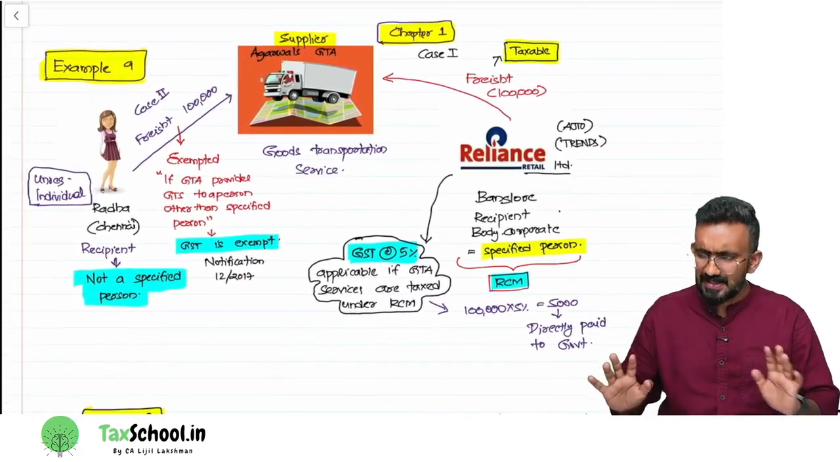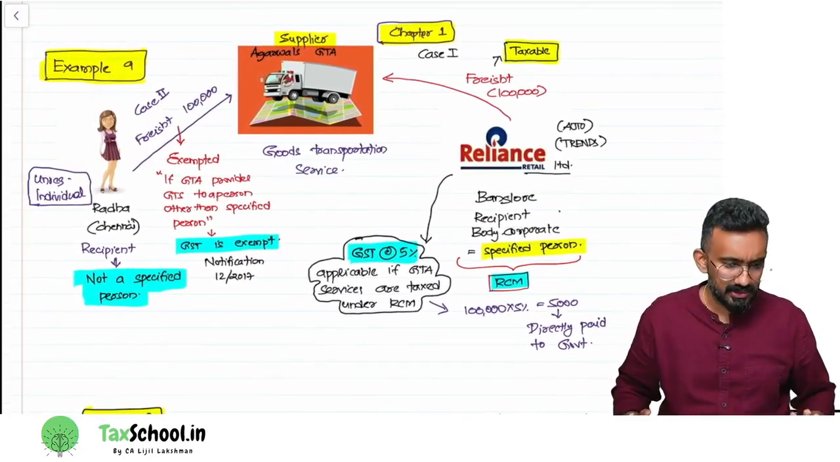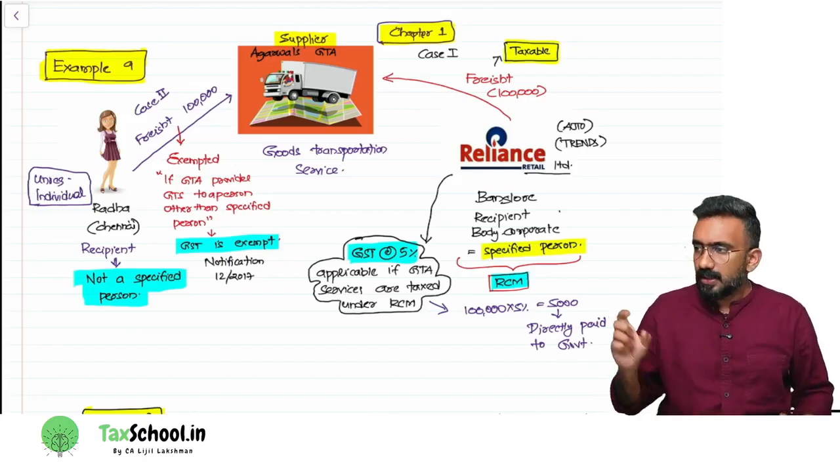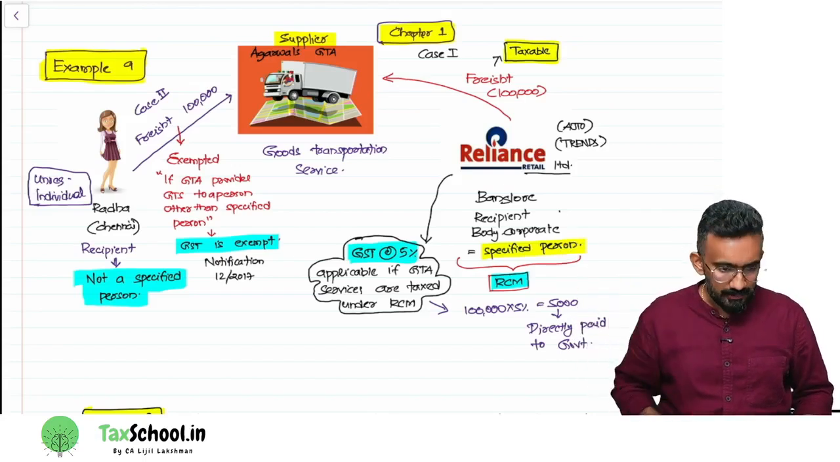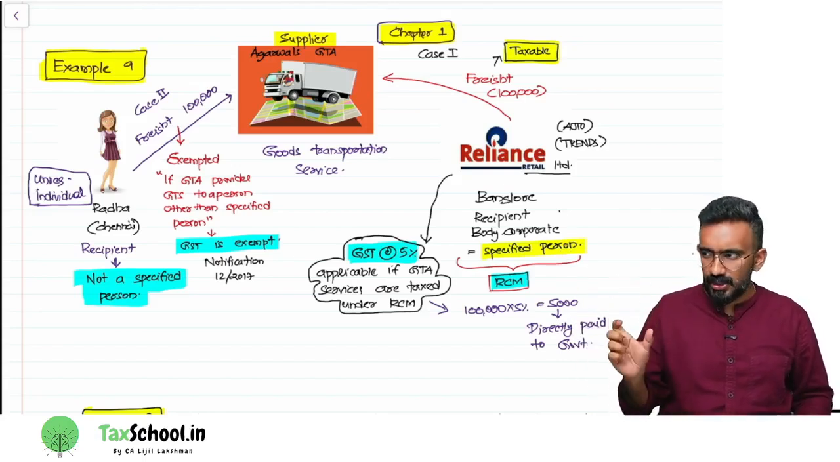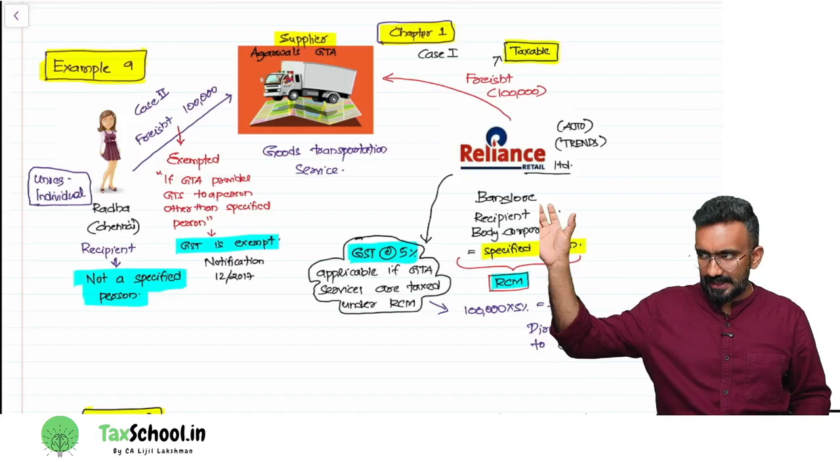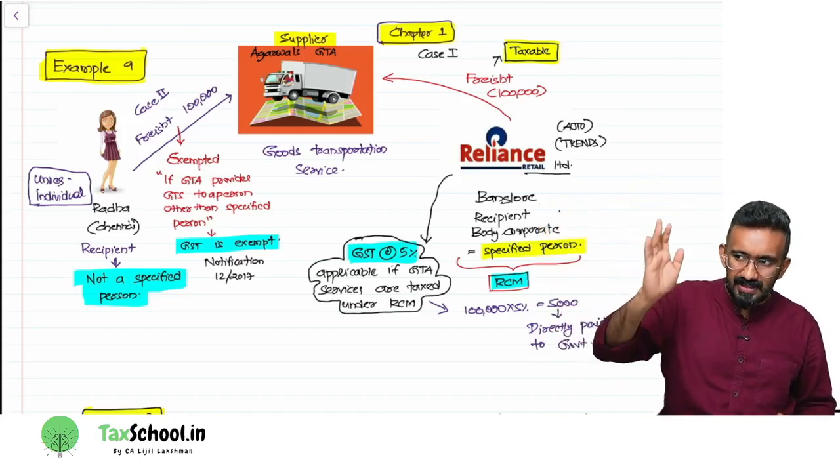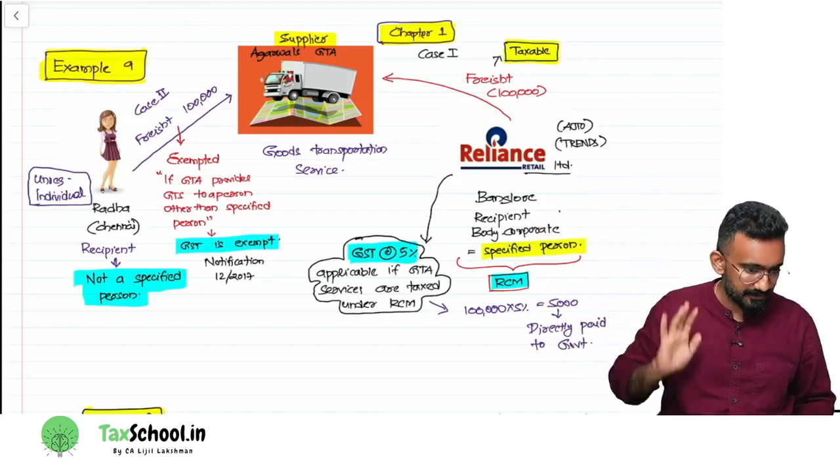If you're understanding this example, means you're sorted with this learning. Then we can go to exemption and then consolidate. That's my plan. Say Agarwal GTA is doing the transportation of goods from Reliance Retail, which is located in Bangalore, to Ms. Radha, who is an unregistered individual located in Chennai.